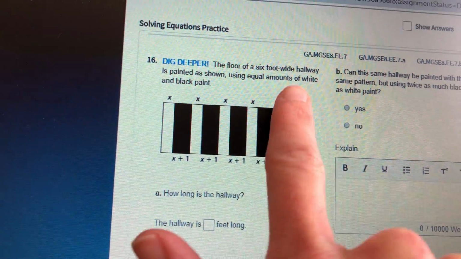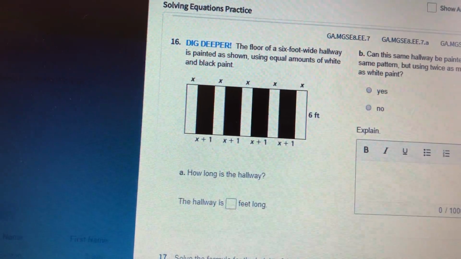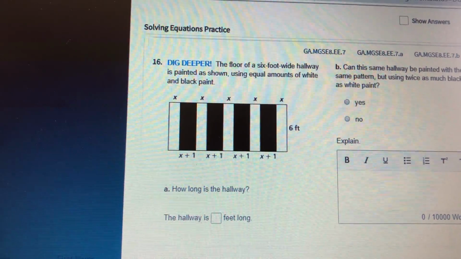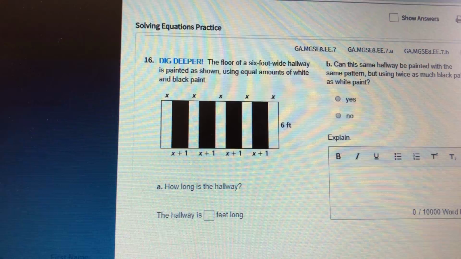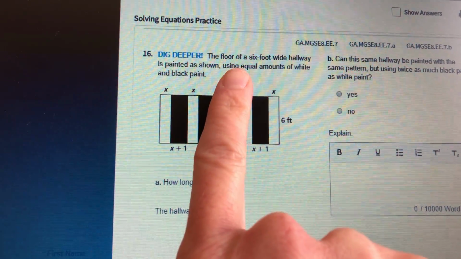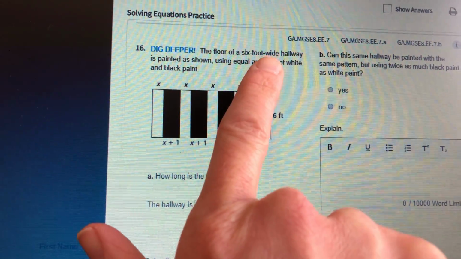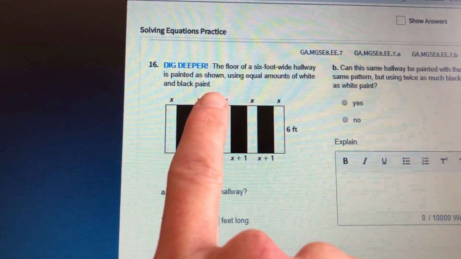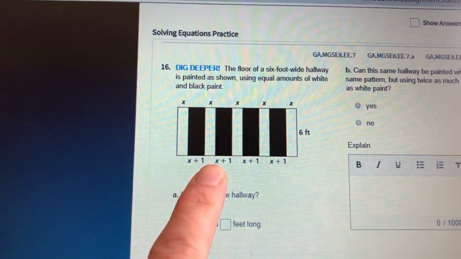All right, and then we have that it has a height right here of 6 feet. Okay, it says how long is the hallway? All right, so for us to answer this question, we're going to have to create an equation using the information that they've given us. We have to read this question carefully to see what we know about the white and black strips. It says that the floor of the 6-foot wide hallway is painted as shown using equal amounts of white and black paint. So according to this pattern, it has to have the same amount of white paint as black paint.